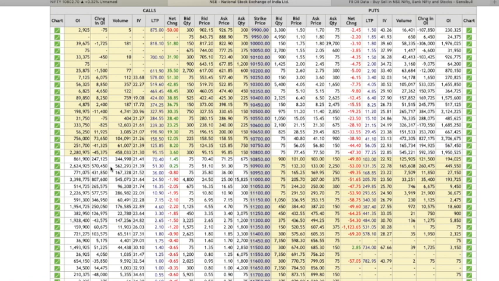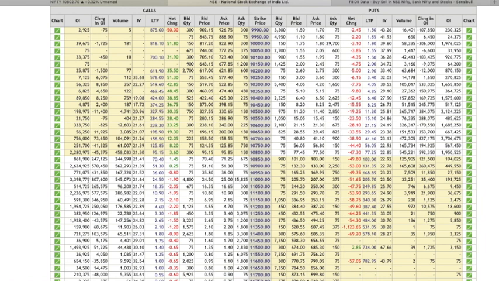There is what we call call unwinding, or call sellers unloading their positions, at 10,800, which means they believe that 10,800 is no longer an important resistance point and that there is plenty of upward momentum above this level. But they're skeptical; they may not see it crossing above 10,900, and even if it does, they don't see it going much above 11,000.